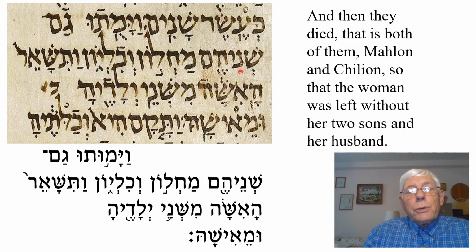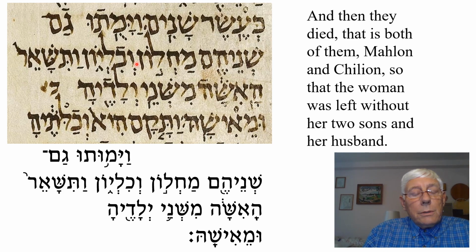Vayamutu gam shenehem Machlon v'Chilion vateshaer ha'isha mishnei yeladeha umeishah. And this next verse, we're going to look at the next one in the next slide.